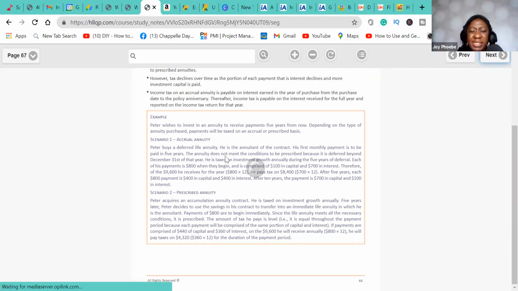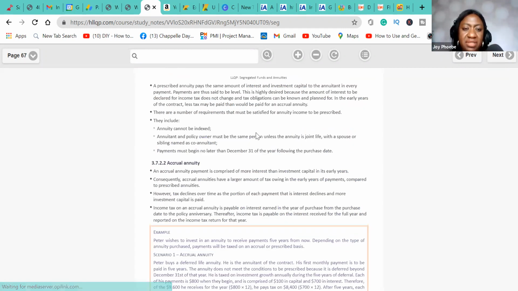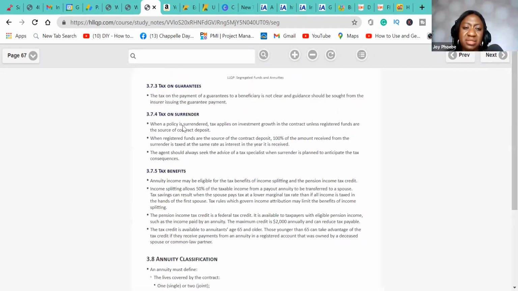Tax on guarantees. The tax on the payments of a guarantee to a beneficiary is not clear, and guidance should be sought from the insurance agent regarding the guarantee payments. Tax on surrender. When a policy is surrendered, tax applies on investment growth in the contract, unless registered funds are the source of the contract deposit.